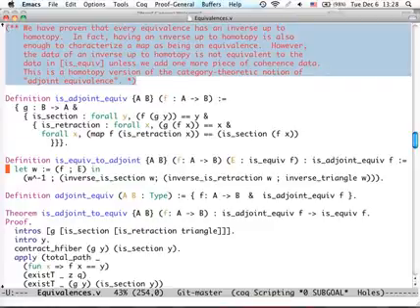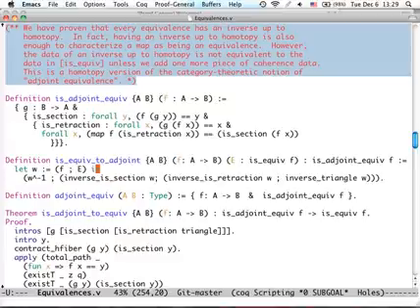And now there are going to be some proofs. For example, if I have f, and I know that it is an equivalence, then it is an adjoint equivalence. And he just writes down the proof. Well, how can he write down the proof?